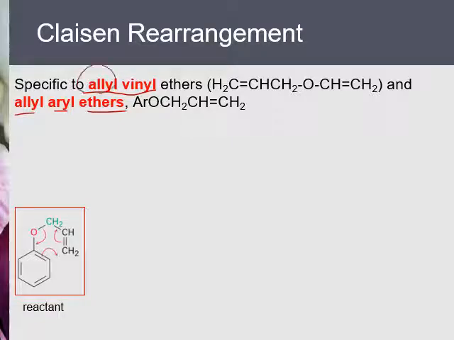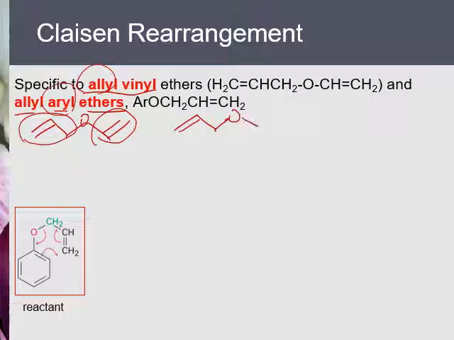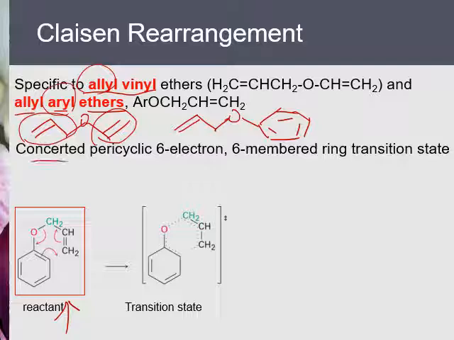Allyl means a 3-carbon group with 1 double bond. So this is an allyl group, and the vinyl is a double bond. So add oxygen, and this is allyl vinyl ether. Aryl means benzene ring, so this is allyl aryl ether. Okay, now here shows allyl aryl ether, and this Claisen rearrangement is a concerted pericyclic 6-electron reaction.